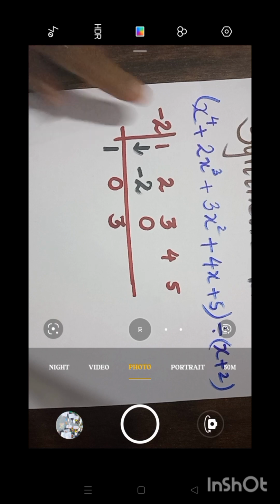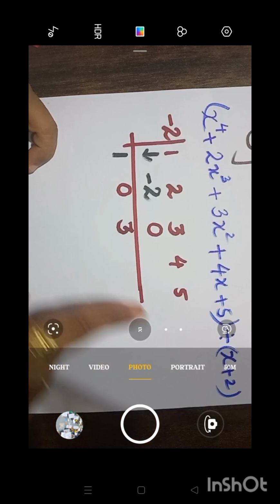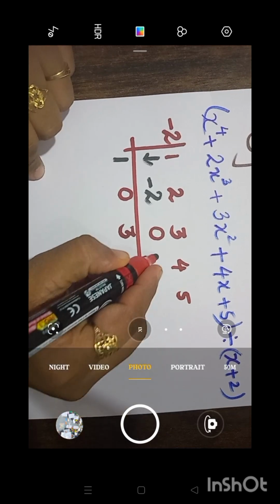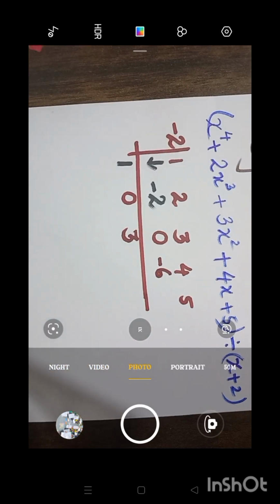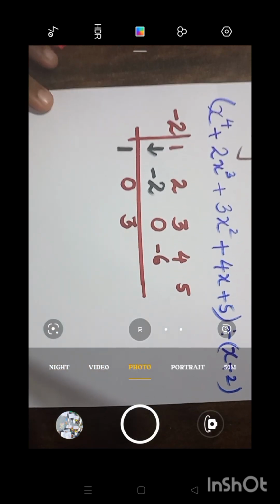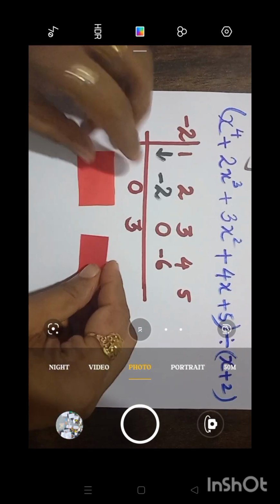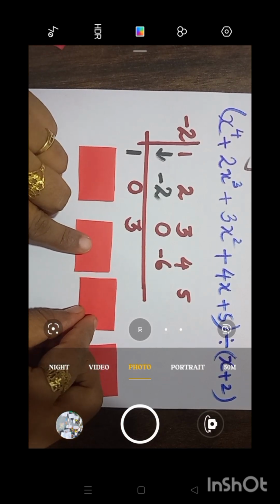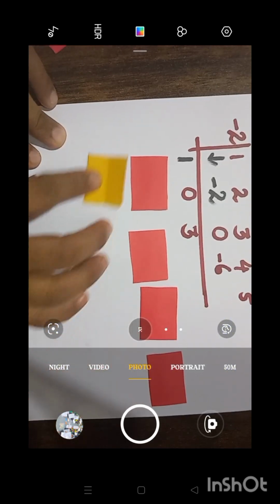Now this 3 will be multiplied by this minus 2. As I told you, first we need to multiply the signs. This 3 has a positive sign, 2 has a negative sign, plus times minus is minus, 3 times 2 is 6. Now we'll solve these two numbers. This 4 is positive, and for positive I am taking red color, so I have these 4 red papers, and 6 is negative, so for that I will take 6 yellow.